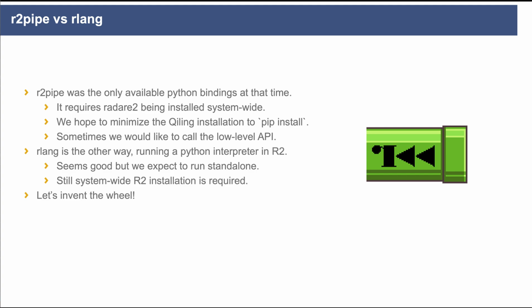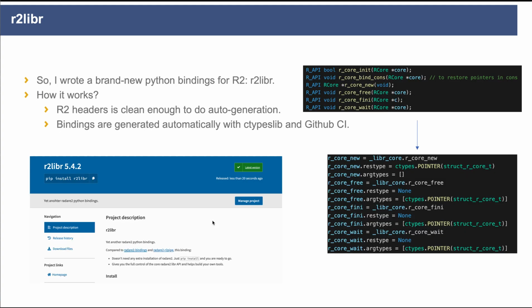The other way is running a Python interpreter in R2, and it seems good, but we expect to run standalone, and it still requires a system-wide R2 installation. So I decided to reinvent the wheel. I wrote a brand new Python binding for R2. So how it works: R2 headers are clean enough to do auto generation, as almost every API is marked with R_API, and the bindings are generated automatically with ctypesgen and the GitHub CI. So in this talk, I would cover the details of this part.